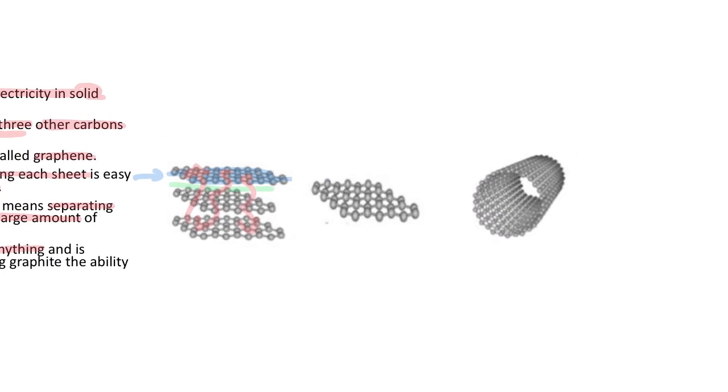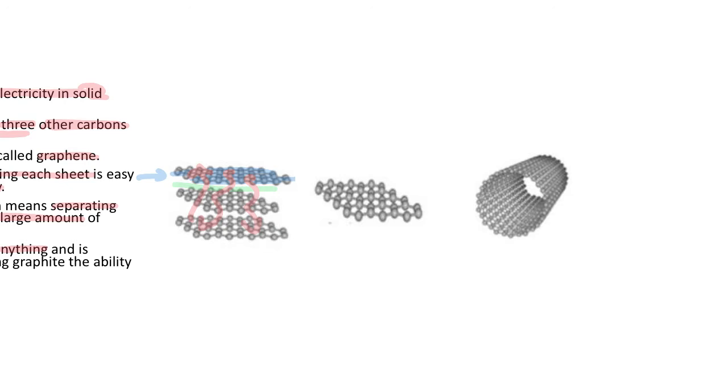So let's have a look. There are a couple of other forms. You may have heard of graphene, which is a single sheet of carbon. What's exciting about graphene is that because it's a single sheet, it's effectively going to be very, very light.